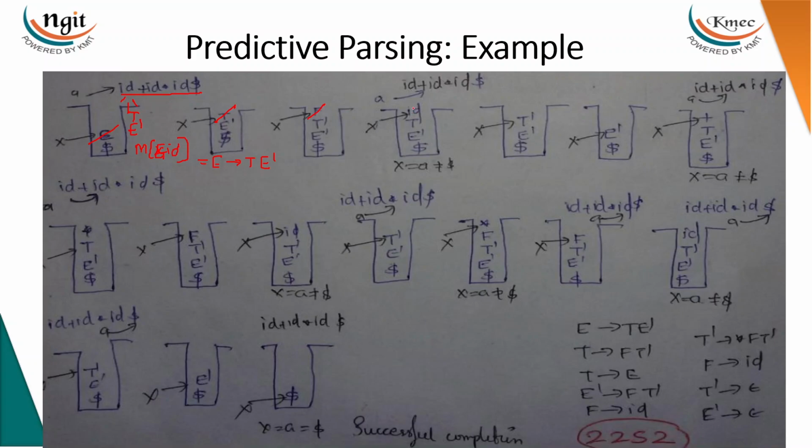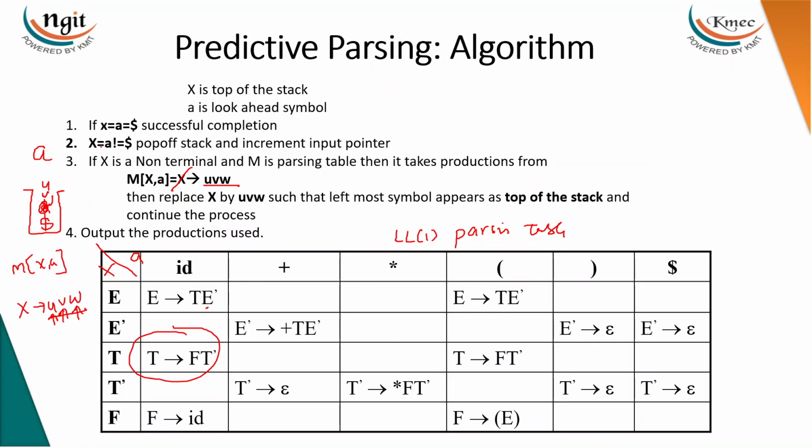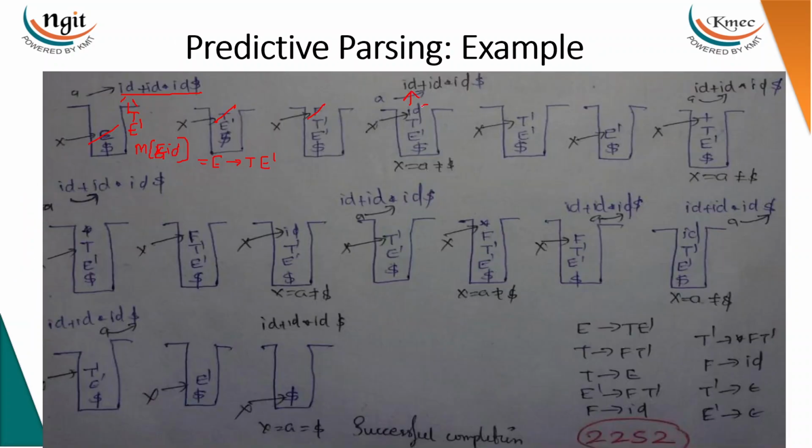Now see, X is id, a is id. If both are same, what we have discussed, if both are same, X equivalent a and $ not equivalent $, pop up the stack and increment the input symbol. Means we have to pop up this id and we have to increment the a to plus. So now what will happen? X is T' and a is plus.